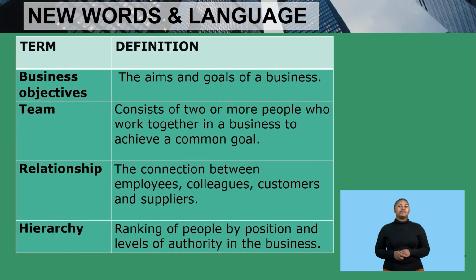Now, let's look at the new words and language that we are going to come across during our lesson. We have business objectives, the aims and goals of a business. We have a team, which consists of 2 or more people who work together in a business to achieve a common goal. We have the term relationship, the connection between employees, colleagues, customers, and suppliers. We have hierarchy, a ranking of people by position and levels of authority in the business.